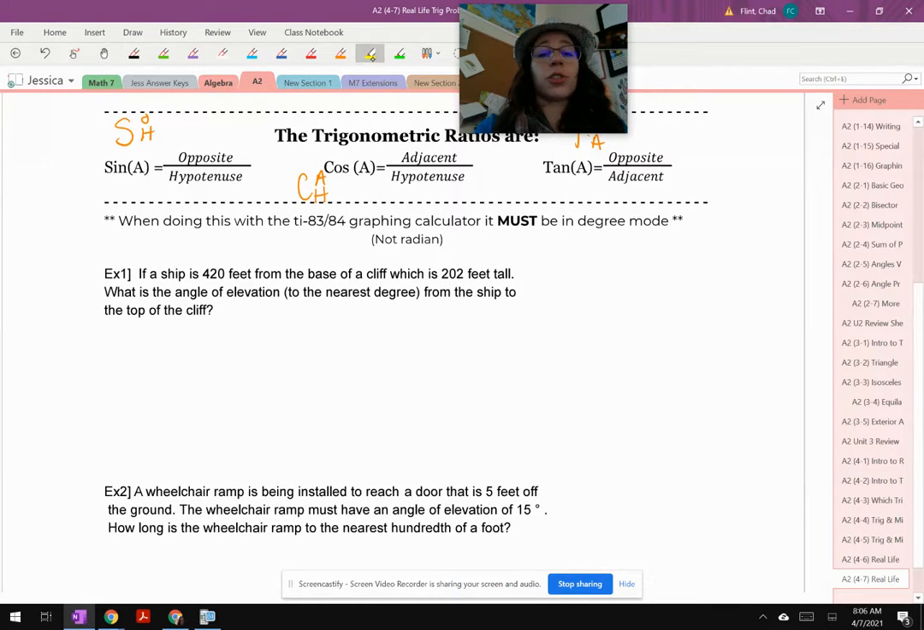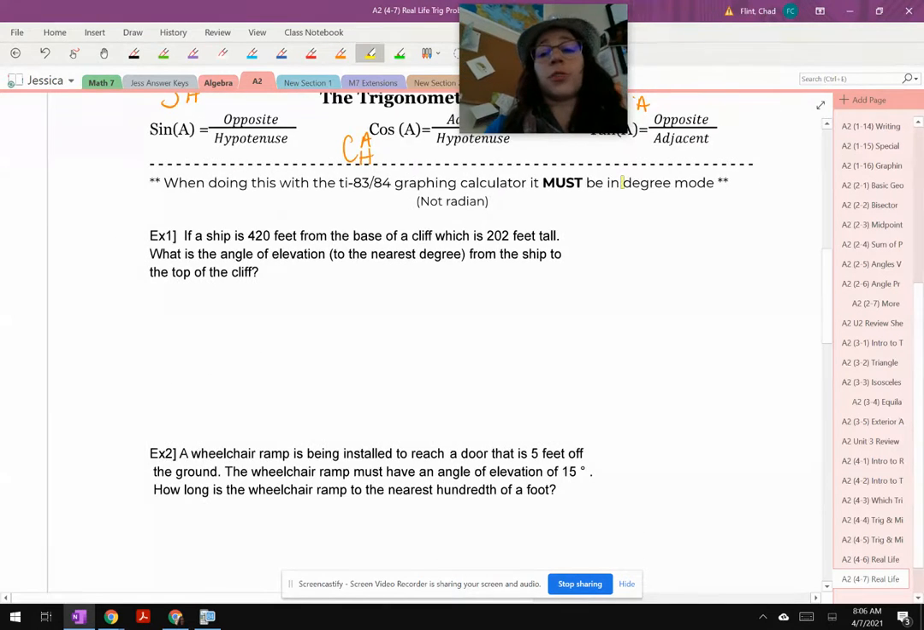And last but not least, just again, remember that you need to be in degree mode if you're using a graphing calculator. That's the 83 or the 84, the big ones. If you're using the old school, middle school scientific calculator, not graphing, scientific, then you don't need to worry about it being in degree mode or not. Only if you're using the graphing.